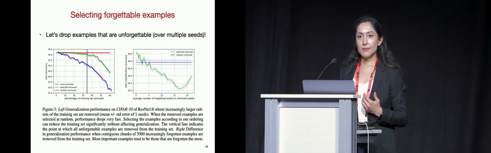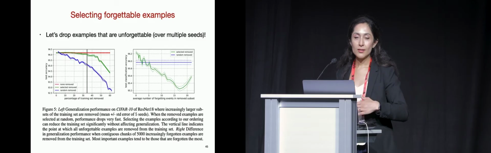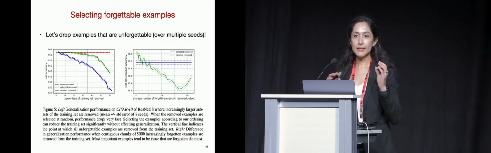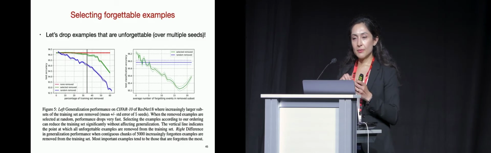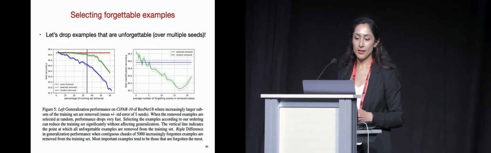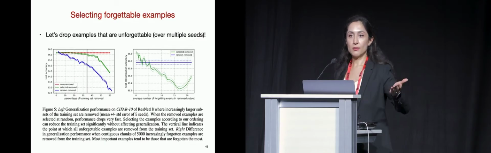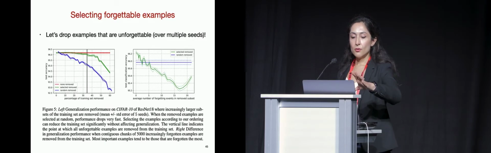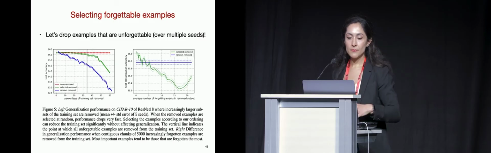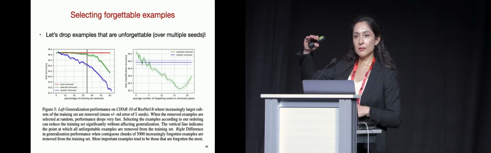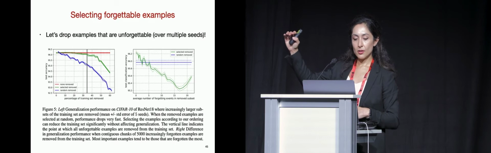First heuristic metric is the forgetting score. I already explained what the forgetting score is: the number of times that the prediction of an example changes from correct to wrong during the training, right? So difficult to learn examples are more forgettable. And if you look at the top left plot, red is the accuracy of training on the full CIFAR10.